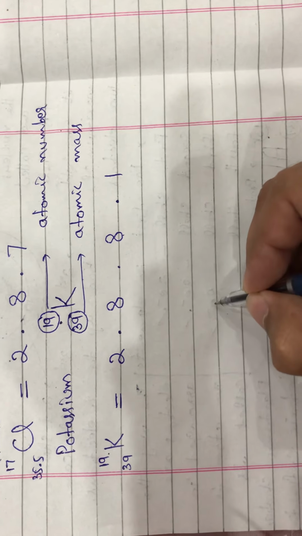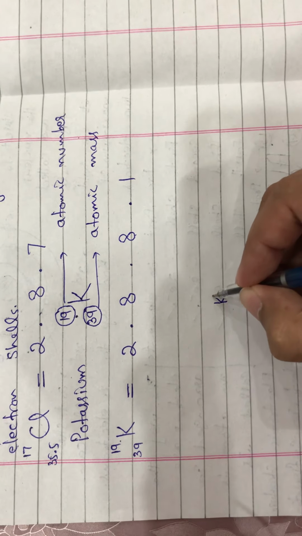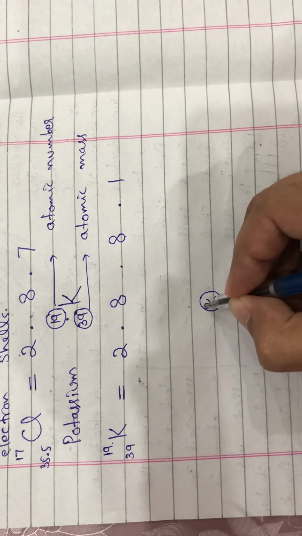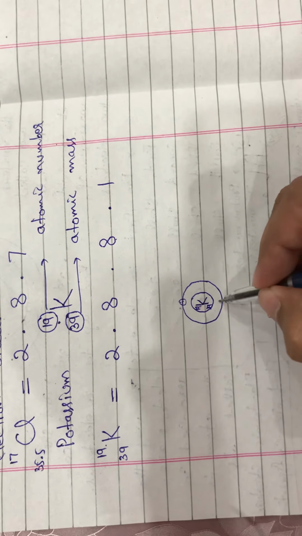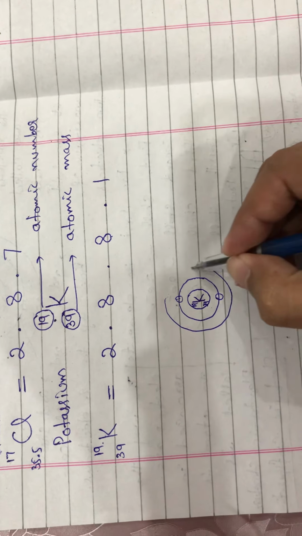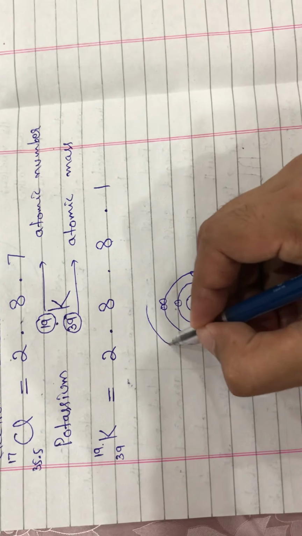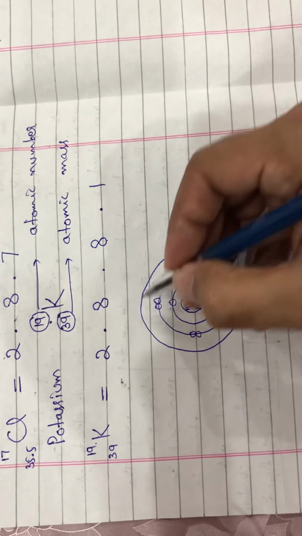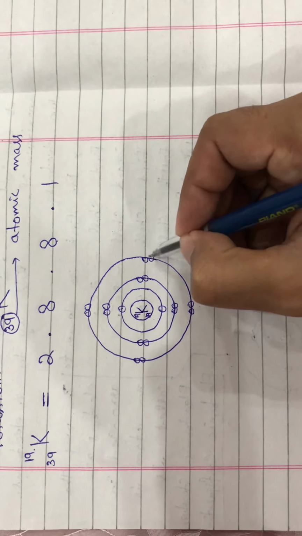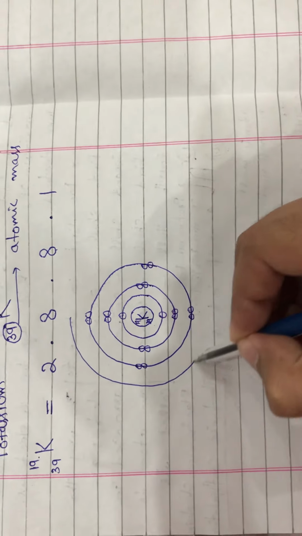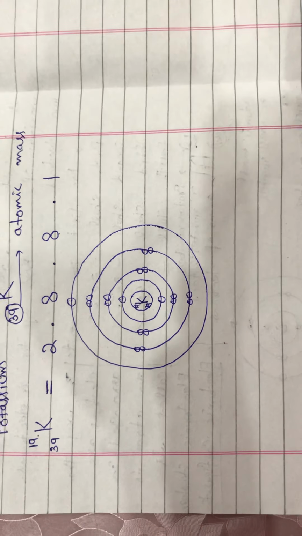It means the electronic structure of potassium will fit into 4 electron shells that we are representing over here. It is like this: potassium nucleus, the first shell contains 2 electrons, the second shell contains 8 electrons, the third shell contains 8 electrons as well, and the fourth shell contains 1 electron only. So this is the electronic structure of potassium.